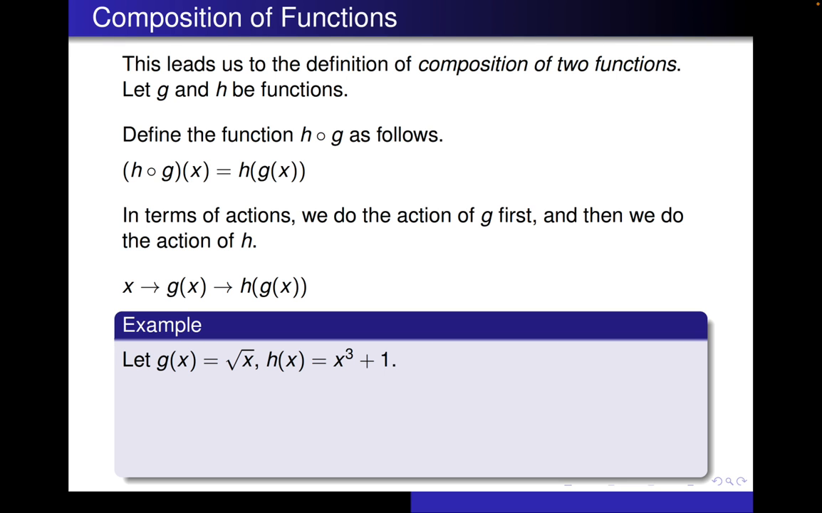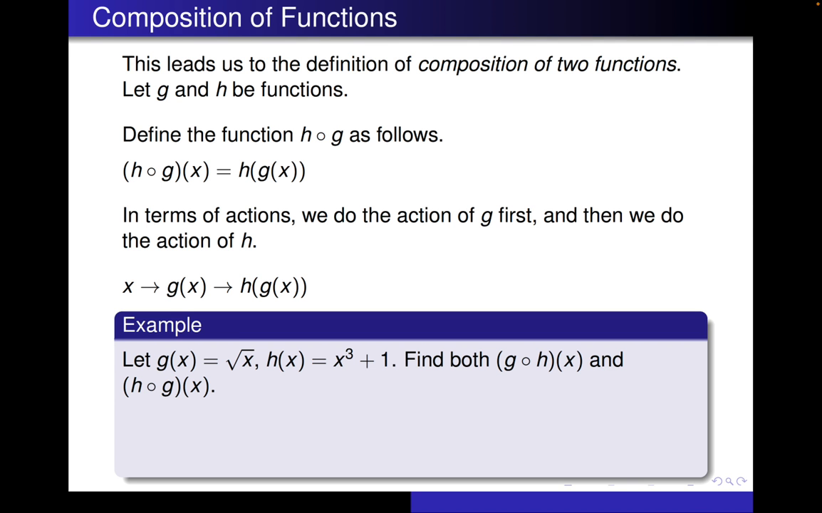So let's go ahead and try that on a pair of functions, the g of x being square root of x, and the h of x being x cubed plus 1. So if you want to think of g of x as an action, it takes an input x, takes its square root. If you want to think of the h of x as an action, what we do is we take our x, we cube it, and then whatever that is, we add 1 to it.